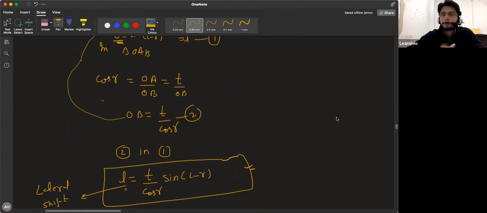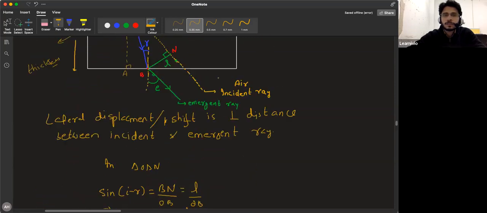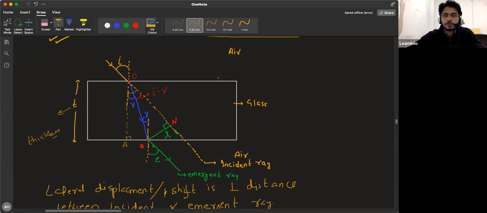Yes, Abid. Sir, shouldn't T be the length of the slab rather than thickness? Because thickness we take in another plane. The thickness is the separation between the incident ray and the emergent ray.